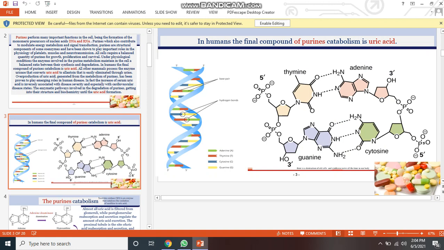Okay, we have DNA. DNA has two bases, a red one and a green one. The red one is thymine and the green one is adenine. This is our base pair, and DNA is also composed of hydrogen bonds. Here we can see the structural formula of thymine.